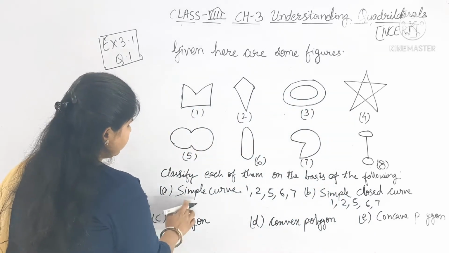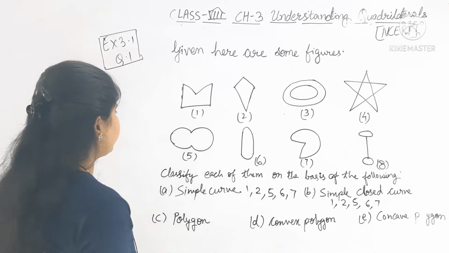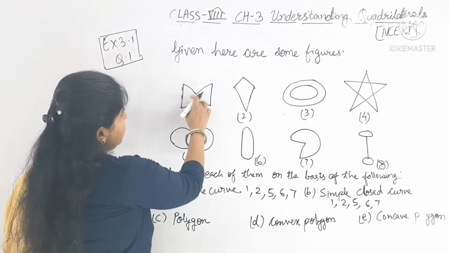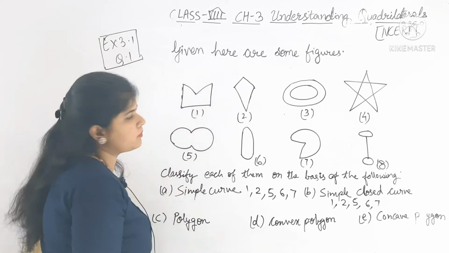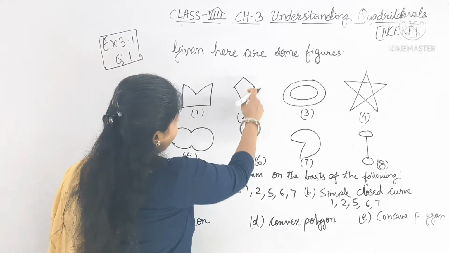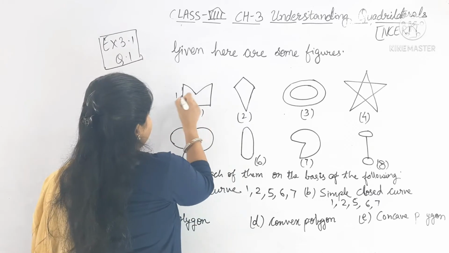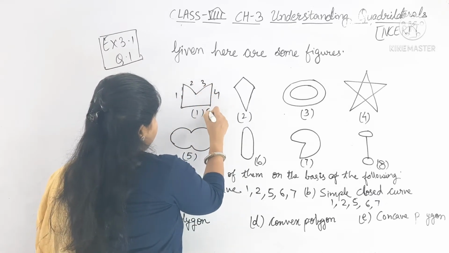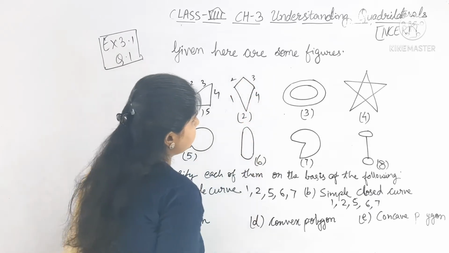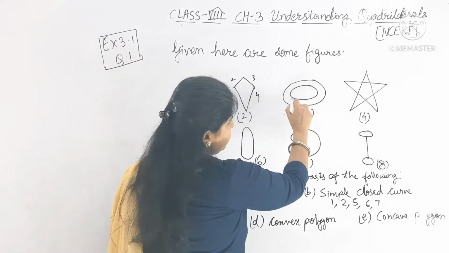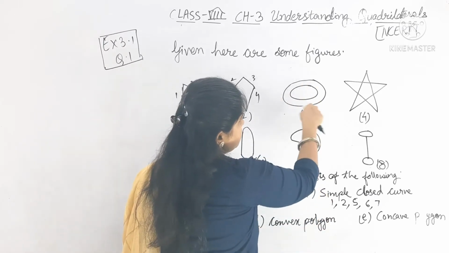Polygon. A polygon is made by line segments. Here you can see these are line segments, 1 2 3 4 5. These are 5 line segments here. Here 1 2 3 4, 4 line segments. I can write 5 line segments here, 4 line segments here. Here no line segment is there, it is a circle. Oval, the oval shape is this.